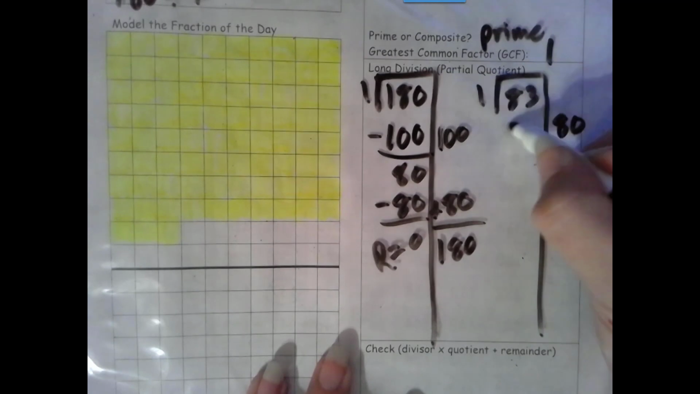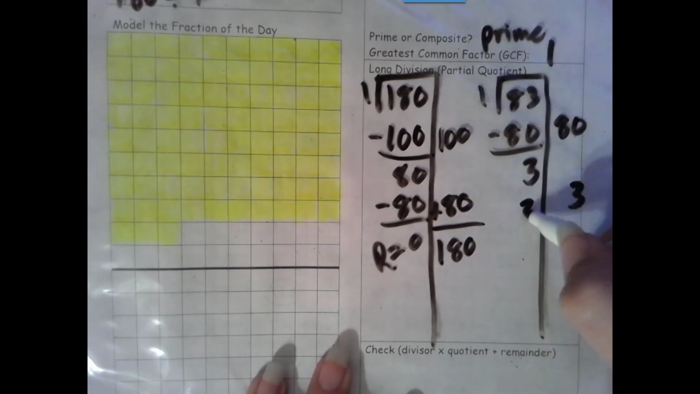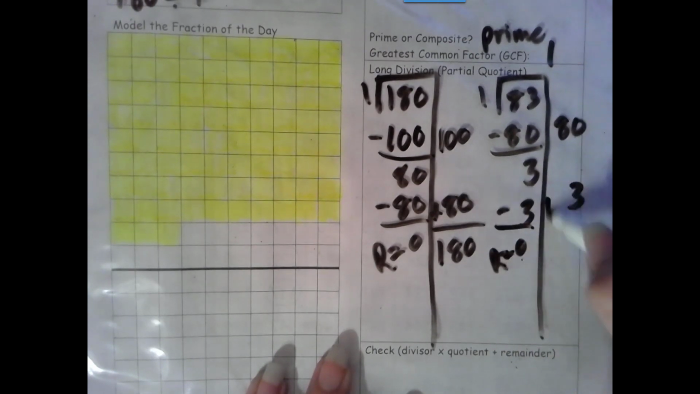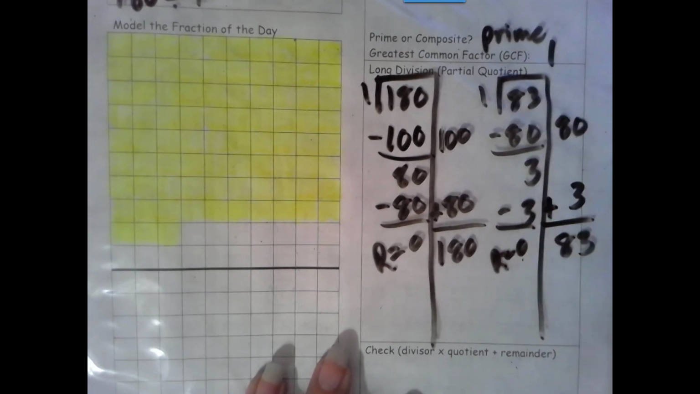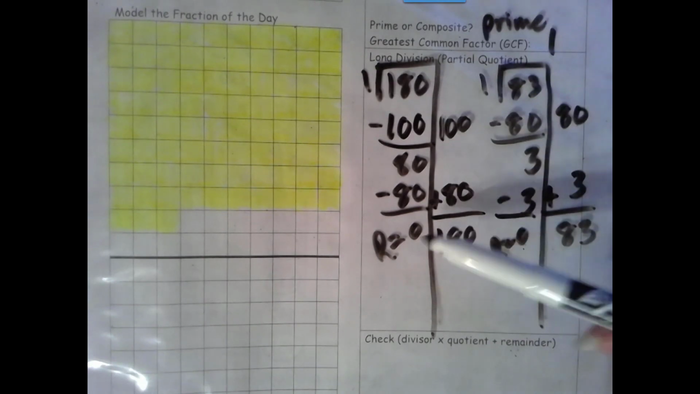Here, 80 times 1 is 80. More on top, no need to stop. Numbers the same, zeros the game. 3 times 1 is 3. Numbers the same, zeros the game. 80 plus 3 is 83. Now we need to check. Divisor times quotient plus remainder.